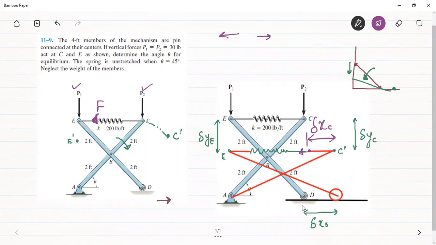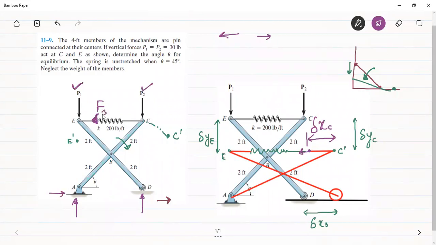So if we draw the complete free body diagram, we can see that we will have a reaction at A, horizontal and vertical reactions, but they won't do the virtual work. There will also be a roller reaction at this end. Will it do work? No, it won't, because it is perpendicular to the displacement. So the virtual work will be only due to these three forces: one due to P1, another due to P2, and the third due to this spring force.